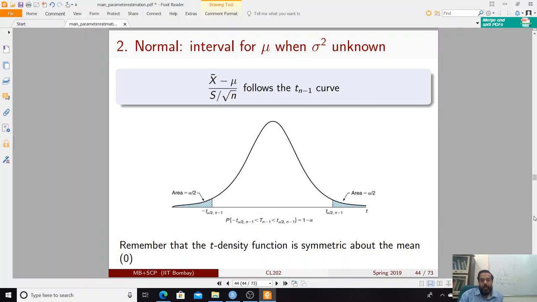Alright. So the next question is, now that we have defined the underlying density of the standardized variable, in the case where I don't know the variance of the population, how do I find that confidence interval? And you do the same exercise again. You start off by saying that the probability of X bar lying between a lower limit and an upper limit is 1 minus alpha.